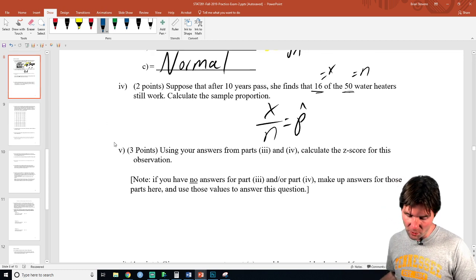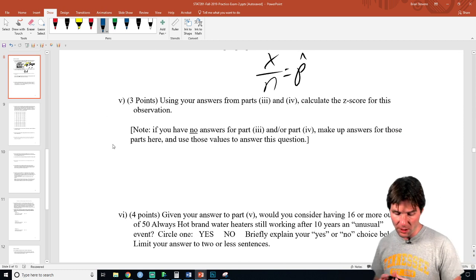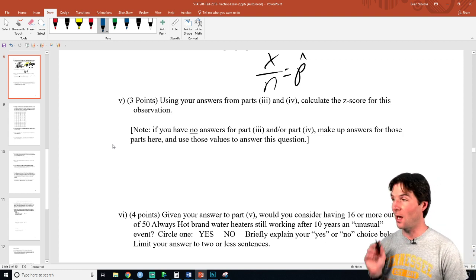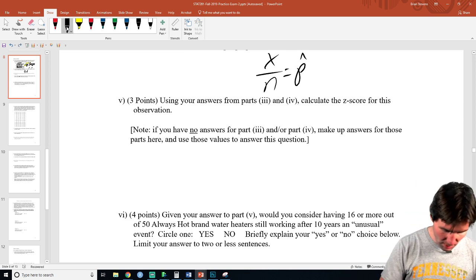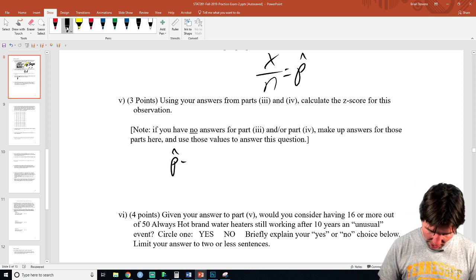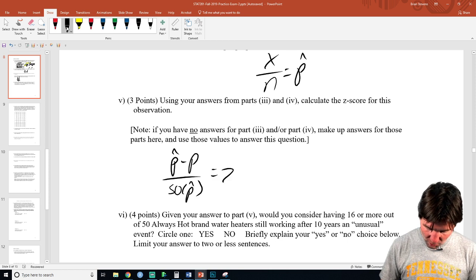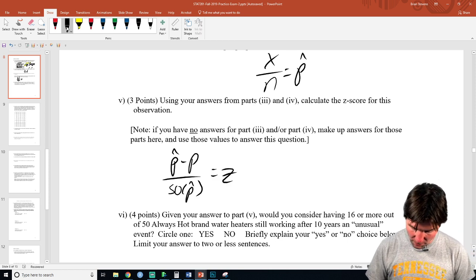Okay, using your answers from above, calculate the z-score for this observation. The formula for the z-score is observation minus mean over standard deviation, i.e. we observe p hat minus p over the standard deviation of p hat. Now if you notice, this is on the formula page, so let's plug in our values here.